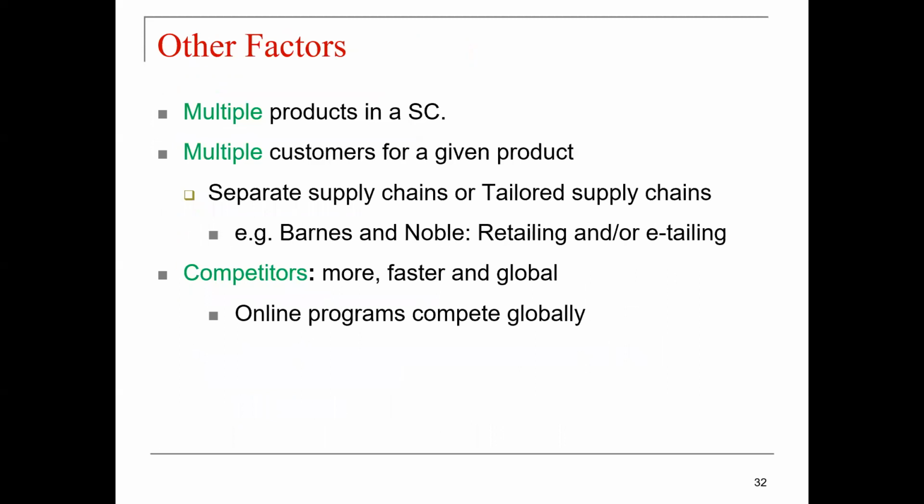Other factors: multiple products in the supply chains, multiple customers for a given product, separate supply chains for tailored supply chains. For example, Barnes and Noble, retailing or e-tailing. So what will be the strategy, or what will be the different supply chain, depending on the type of business. And competitors. There are more competitors, they're faster and global. So for example, online programs compete globally in terms of education.